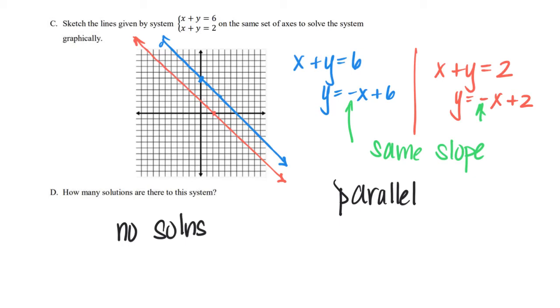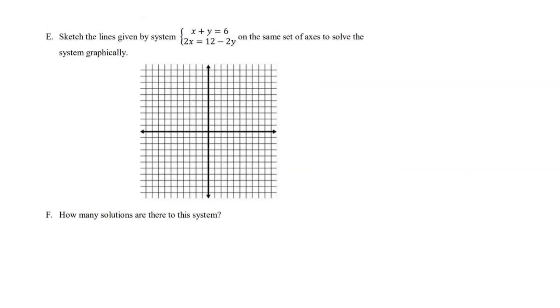So when you're trying to decide a solution for a system, you are looking for where the two figures, lines, parabolas, circles, whichever you are drawing, where those two functions overlap. Let's look at one more example. Sketch the lines given by the system x plus y equals 6 and 2x equals 12 minus 2y on the same set of axes to solve the system graphically. How many solutions are there to this system?